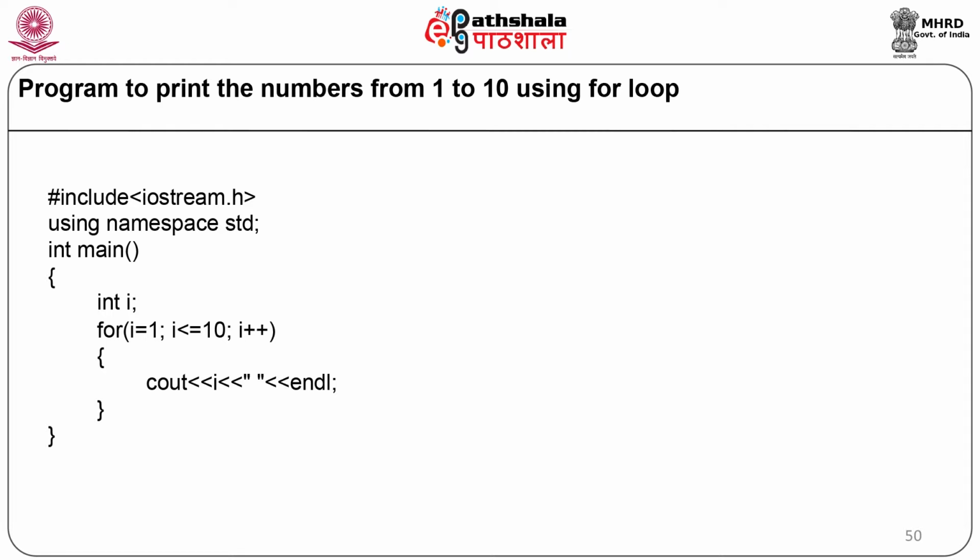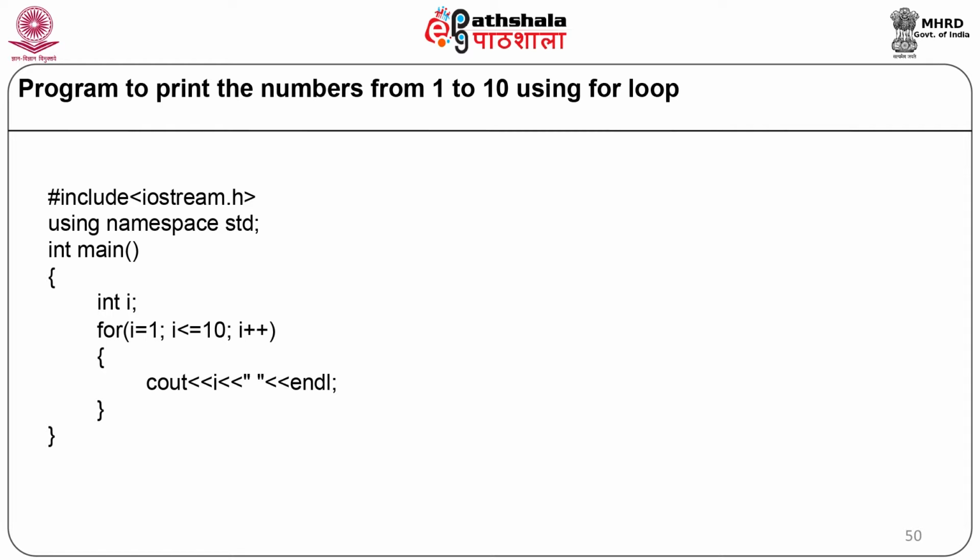Now when the for loop is executed, first the initialization will take place, i = 1. It will check the condition: 1 is less than or equal to 10, the condition evaluates to true, so it will execute the statement cout << i. Here the i value 1 will be displayed on the screen, and then the cursor will go to the next line because of the endl statement.